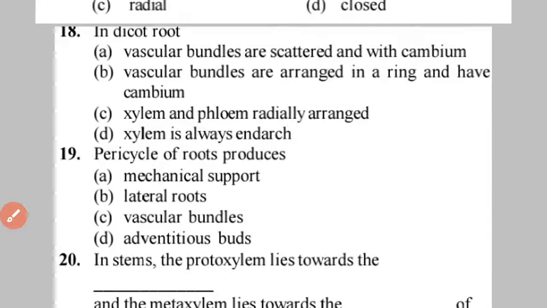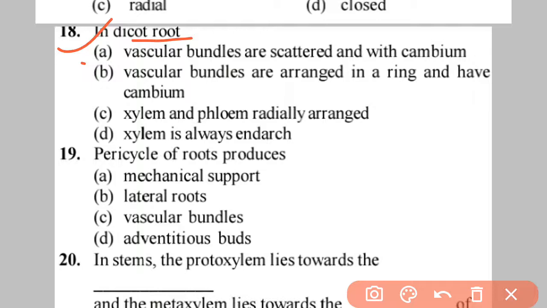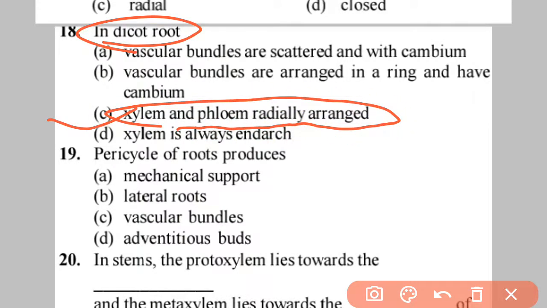Let's move on. Next question. Question number 18. Question number 18 is, in dicot root, vascular bundles are scattered and with cambium. Option second is, vascular bundles are arranged in a ring and have cambium. Third option is, xylem and phloem radially arranged. And the last one is, xylem is always endarch. So we have to find the right option here. So the correct option for this is option C. In dicot root, xylem and phloem are radially arranged. Okay, means in dicot root xylem and phloem are arranged in radial position. So option C is correct.